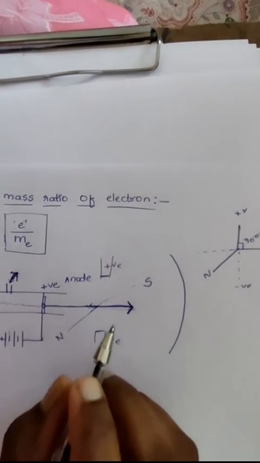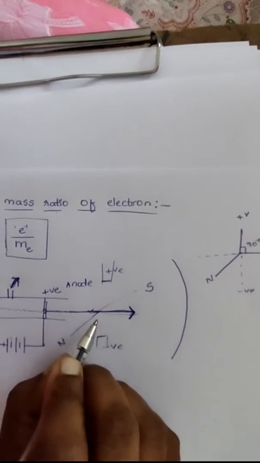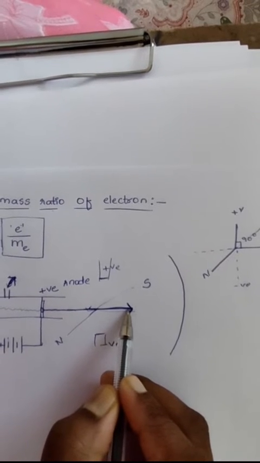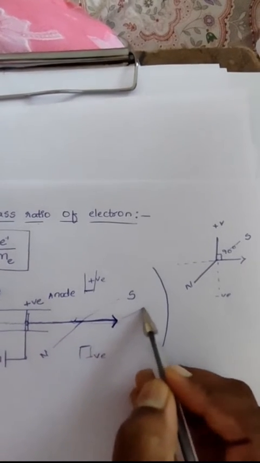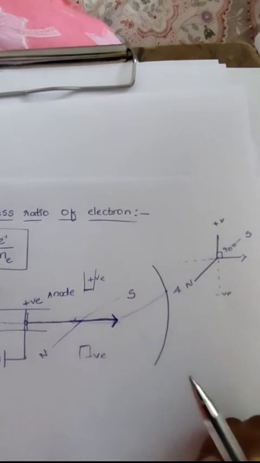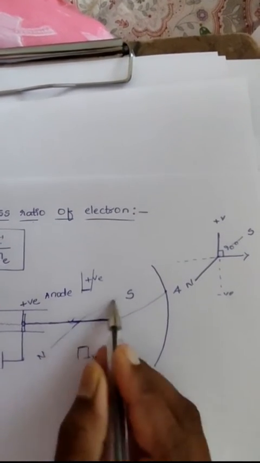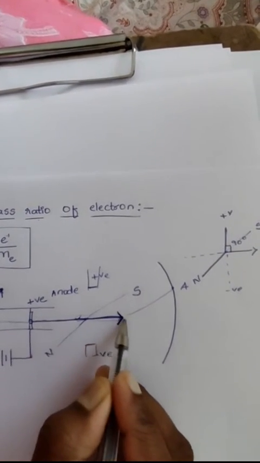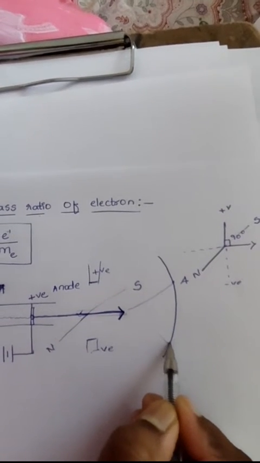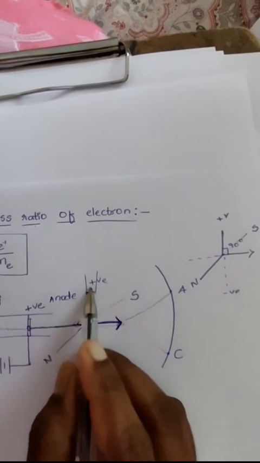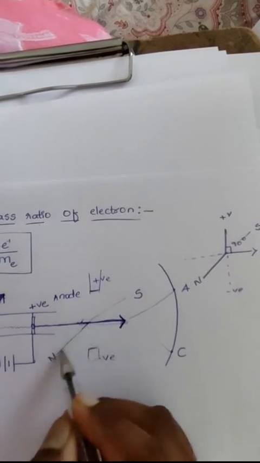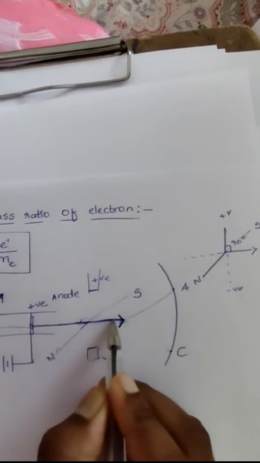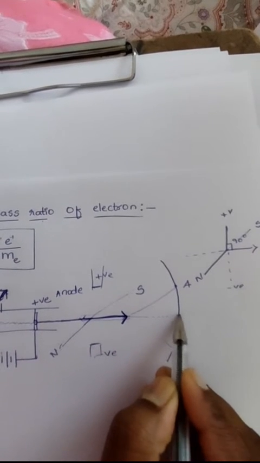When the electric field is applied, no magnetic field, the electrons get deviated from their path and hit, let's say, at the point A. When the magnetic field is applied, no electric field, the electrons deviate from their path and hit at this point, let's say C. And when the electric field and magnetic field are carefully balanced, the electrons move in their own path and hit at the point B.